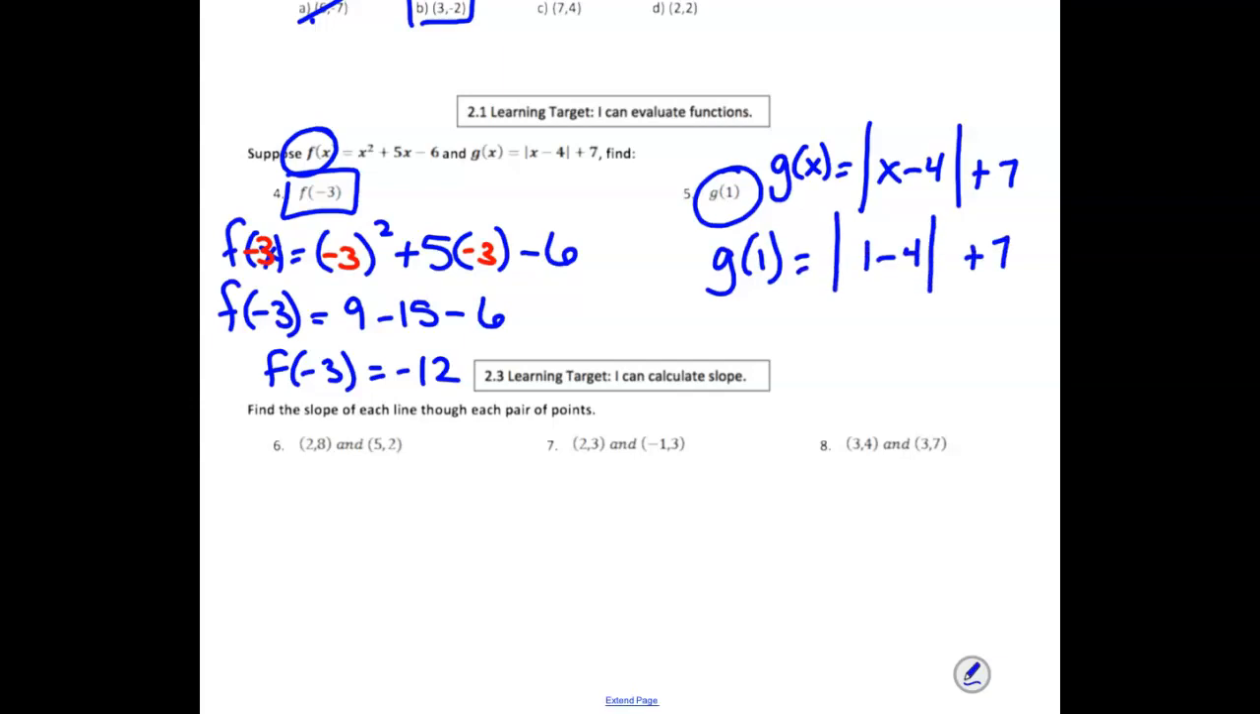1 minus 4 is -3. When we take its absolute value, we get 3. Add our 7, and we would say g of 1 comes out to be 10.